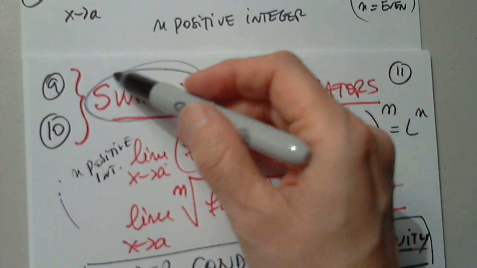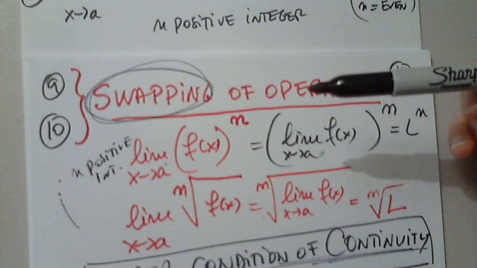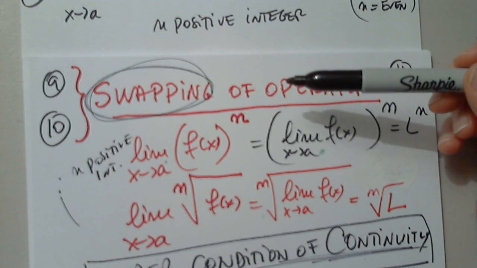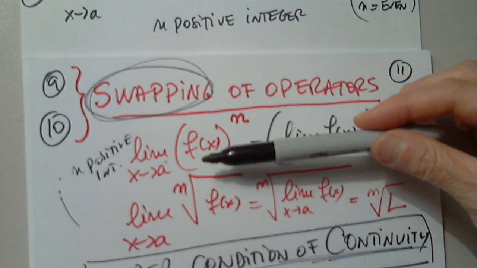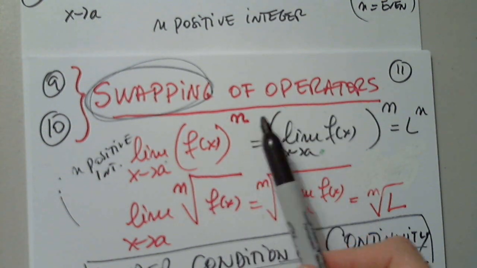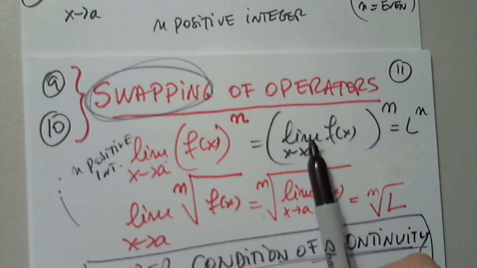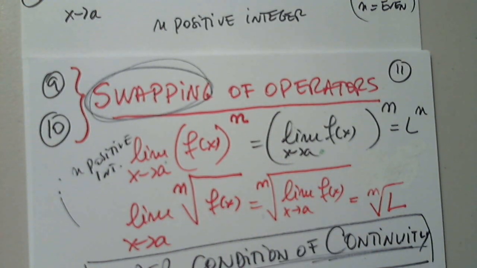So the swapping of the operators will be discussed a little bit later in chapter 3. Basically, keep this in mind, that the inner operator can become the outer and the outer can become the inner. And of course, the same thing here. Okay, enough of that. Let's look at a couple of examples.